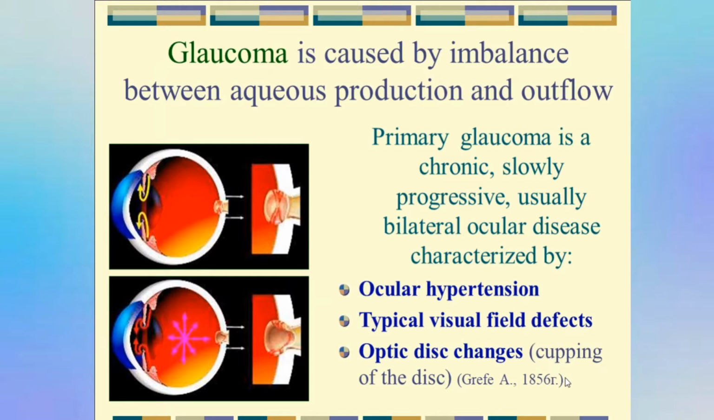And pay attention that these three signs were found by Graefe in 1856. But even nowadays, all these three signs are correct. So you can see how great a scientist Graefe was. For all glaucomas, three signs: ocular hypertension, typical visual defect, and optic disc changes. And when your teacher during practical classes asks you what the signs of glaucoma are, you should always say these three signs, and you will be correct.